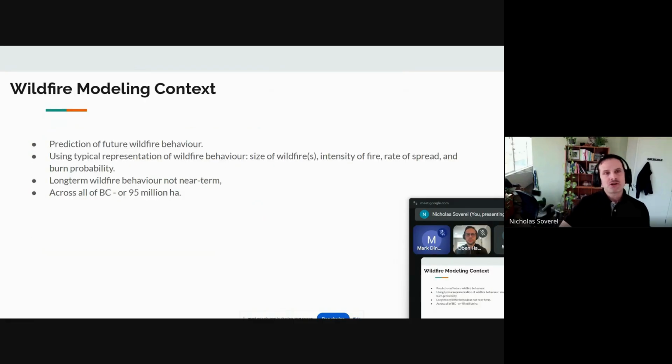Okay, so just broad context on wildfire modeling and what we're talking about in this webinar. So to kick things off, wildfire models help us predict future wildfire behavior. What Holden and I are going to discuss in more detail are really typical representations of wildfire behavior, or units. So things like size of wildfires, intensity of fire, rate of spread, and burn probability. So those are metrics that help us represent different types of wildfire behavior. And we'll talk about those pieces and how they interrelate with one another.